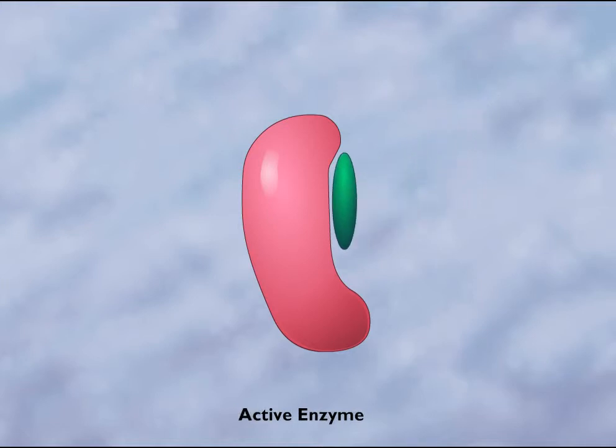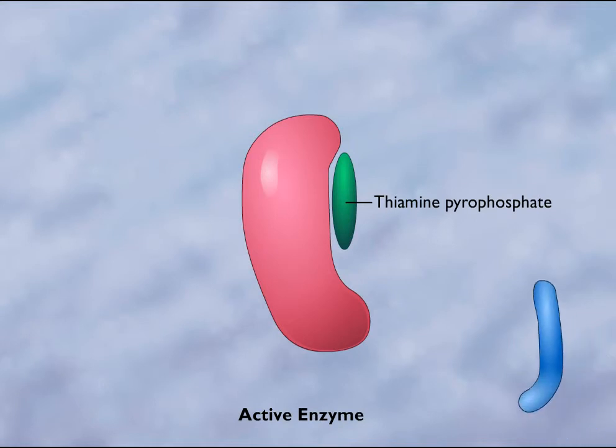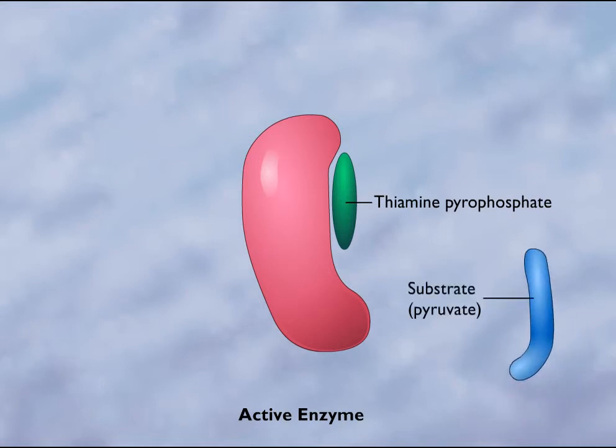For this reaction, thiamine must be present as the coenzyme. The green coenzyme molecule above is thiamine pyrophosphate, the cofactor needed to permit the enzyme and the substrate, pyruvate, to combine in the correct orientation to catalyze the reaction.